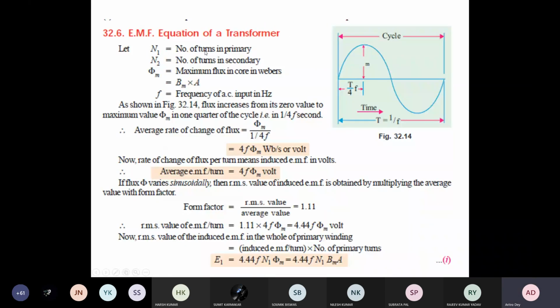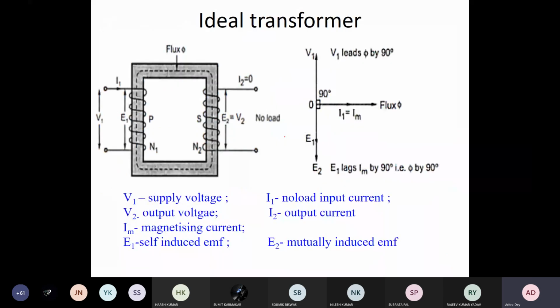Whenever there is no load connected, we simply connect the transformer to the source and switch on. Then what will happen? These are the things which we already discussed. N1 is the number of turns in the primary, N2 in the secondary, and phi m is the maximum flux in the core in Weber, which is flux density B maximum into A. F is the frequency. We can find it like this, though it is done in a different way, which I do not prefer. Let me solve it the way we have solved.